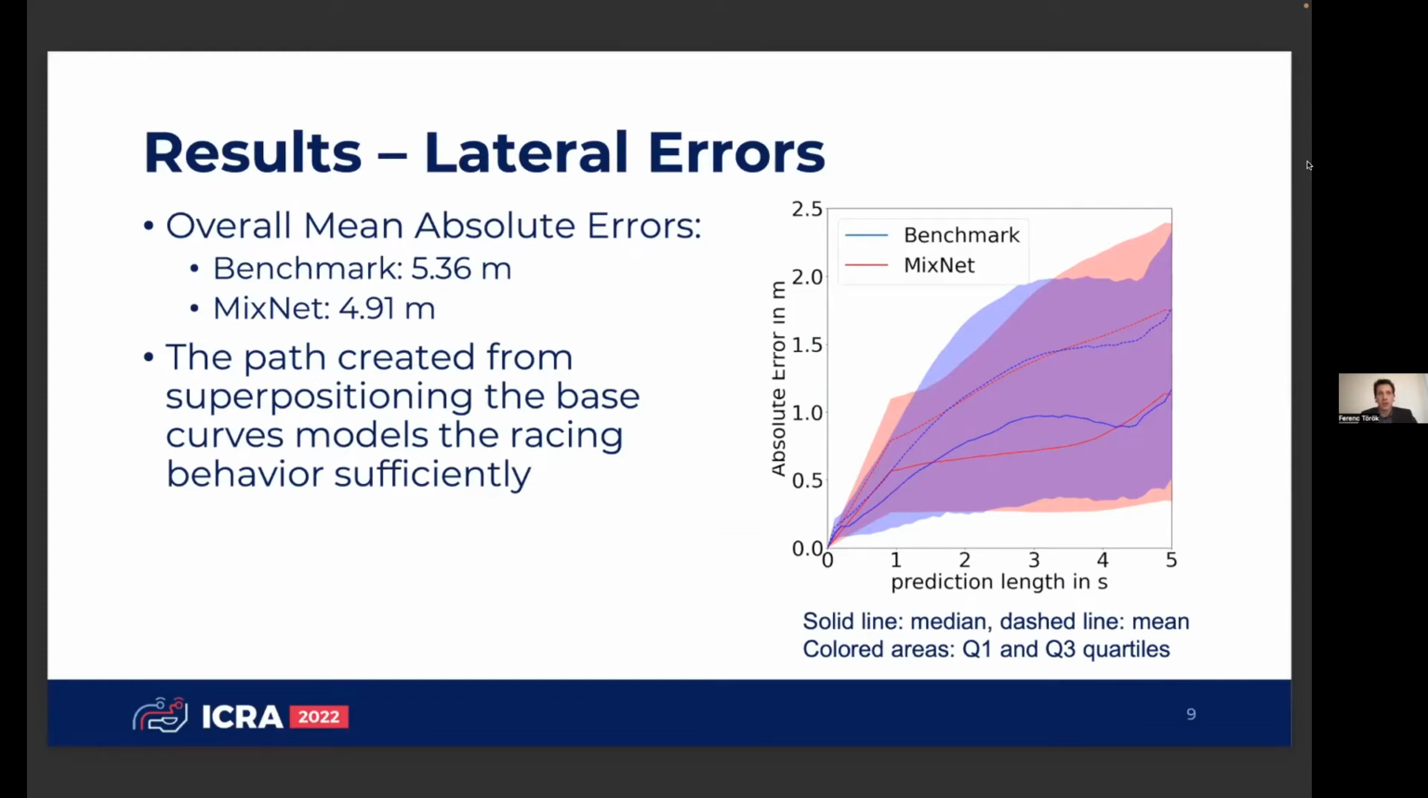On the figure, you can see the lateral error distribution on the prediction horizon. This figure proves two things. Firstly, that the error distribution of MixNet almost completely overlaps with that of the unconstrained model. So constraining our prediction set to the family of paths reachable through superpositioning our base curves did not result in a performance degradation in the lateral direction. And also this justifies that our choice of base curves is sufficient to model most of the racing scenarios.